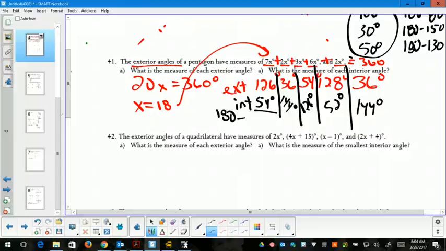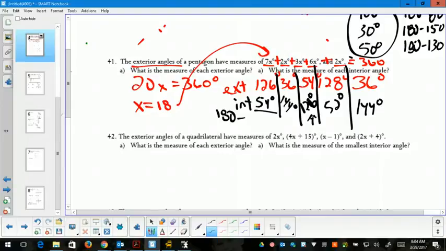I got 72 for one. Did I add wrong or subtract wrong? 108. Which one? This one's 150. No, I'm just kidding, I'm right there. Wait, that's 126.